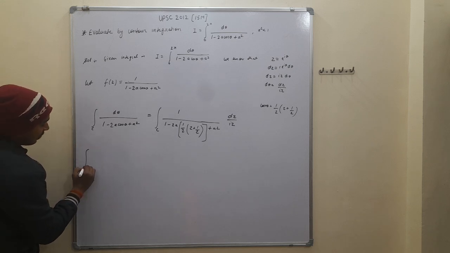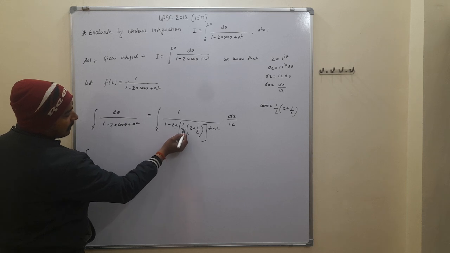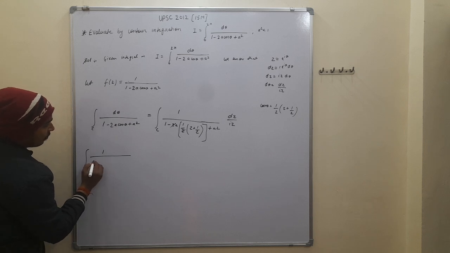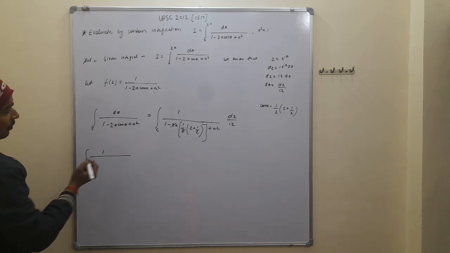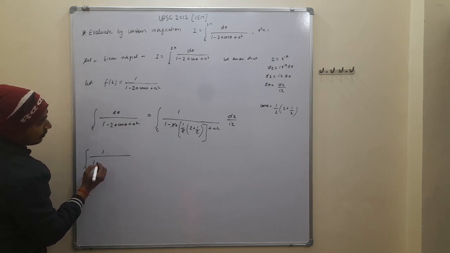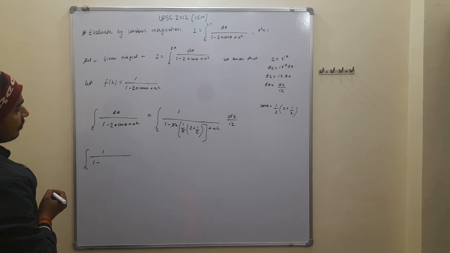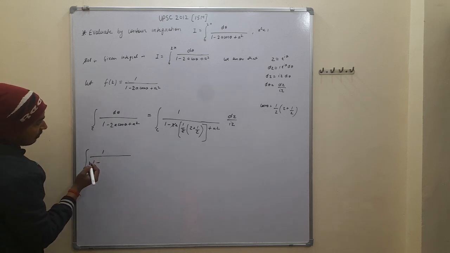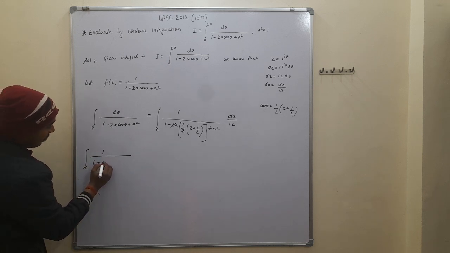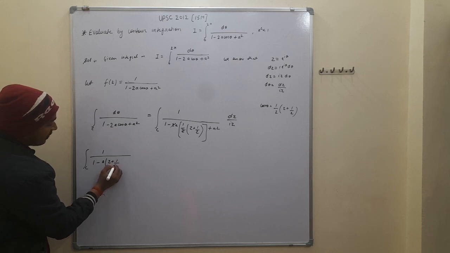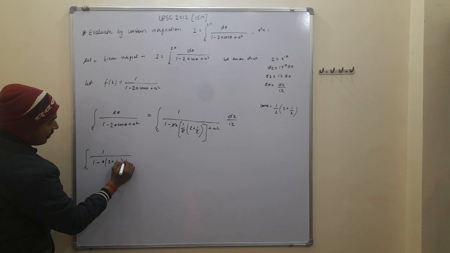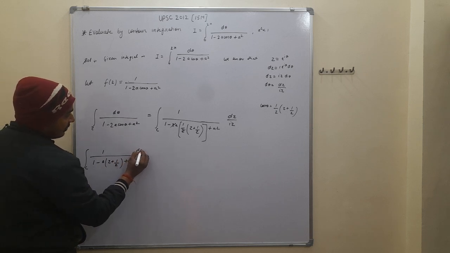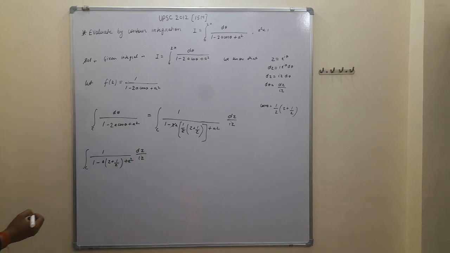Further we have to solve. This is given by the closed integral over c, and from here we cancel out the terms. 2 to 2 is cancelled out, and this is given by 1 upon 1 minus a times z plus 1 by z, plus a square, and this is dz upon iz.